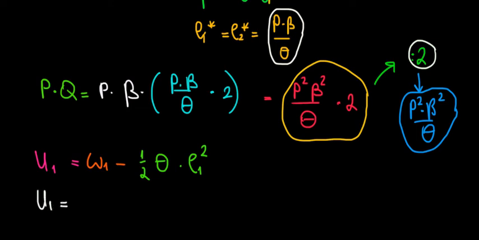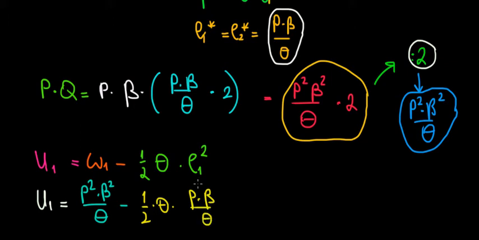We will have p squared times beta squared divided by theta, minus 1 over 2 times theta times e to the power of 2. So 1 over 2 times theta. What is the effort level? We calculated it over here as well. That's p times beta over theta. So p times beta over theta to the power of 2. Let's raise every term to the power of 2.